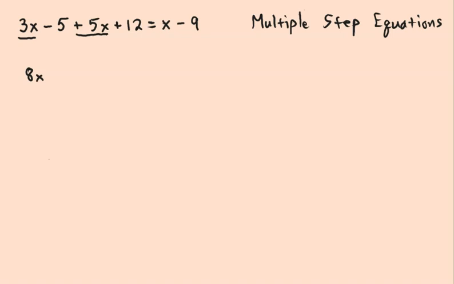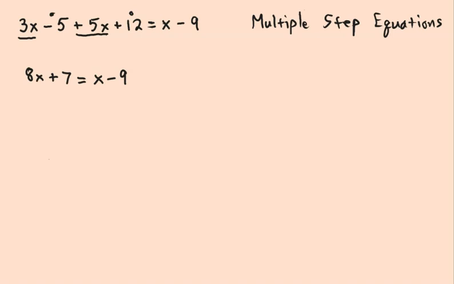Then we want to take our negative 5 here and combine it with positive 12. Well, negative 5 plus 12 is positive 7. So this is going to become plus 7. On the right side of the equation, there is nothing that can be combined, so we will simply carry down what we see. Now you see we have 8x on the left side, and we have x on the right side.